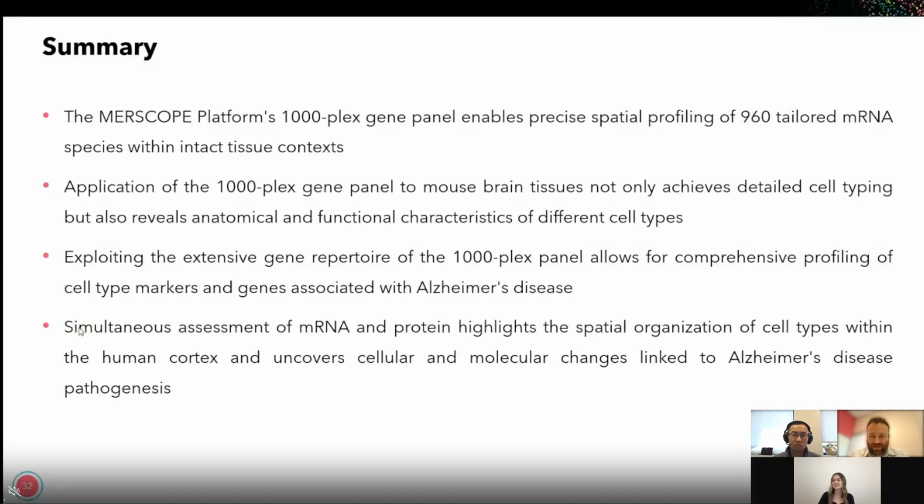This first question asks, is there a specific reason why you chose 960 instead of 1000 genes? Yeah, Kaylee, I can take that question. So 960 was selected in order to optimize the time that's required for running a 1000-plex experiment. Additionally, there are blanks that are included in the experiment as well. Those were the reasons why 960 was chosen over 1000.